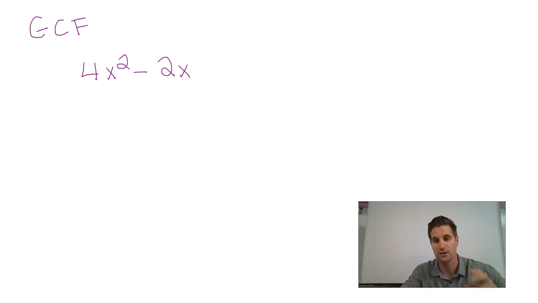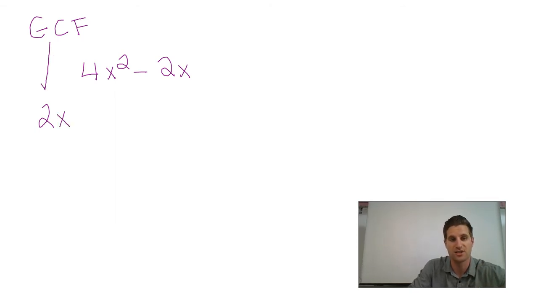So what we're doing is we're trying to look at these and we're trying to pull something out of both. So we look at our two terms in this case, and we see 4x squared and we have a 2x. So what can we pull out of both? So looking at the whole number, I see a 4 and a 2, and the biggest thing I could pull out would be a 2. And then I look at the variable and we have an x squared and an x, and the biggest thing I could pull out would be an x. So this is what I would deem as my GCF.